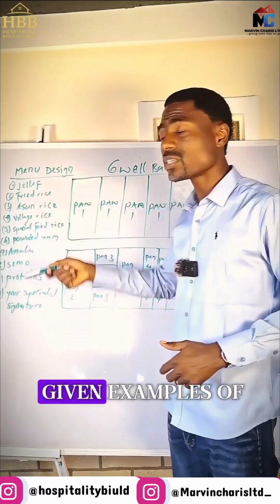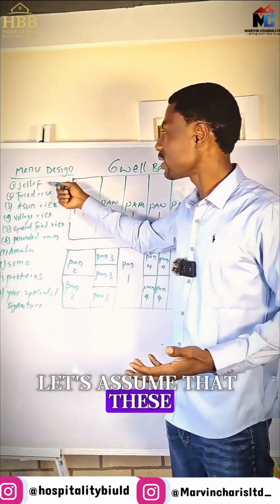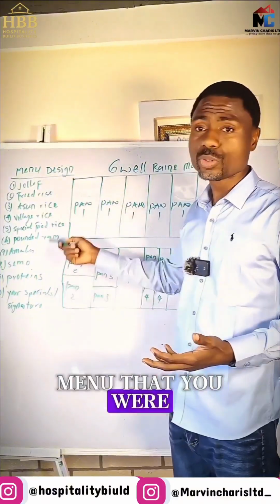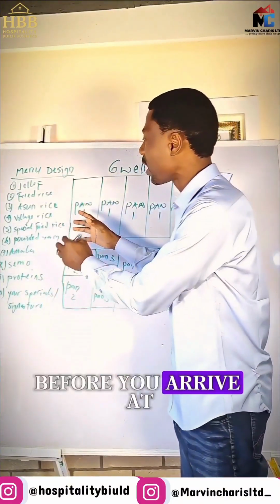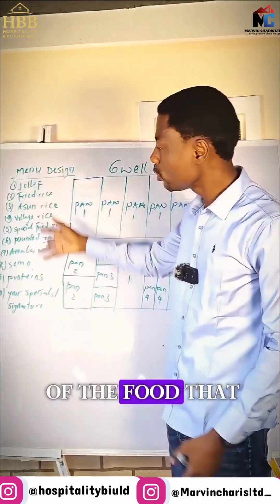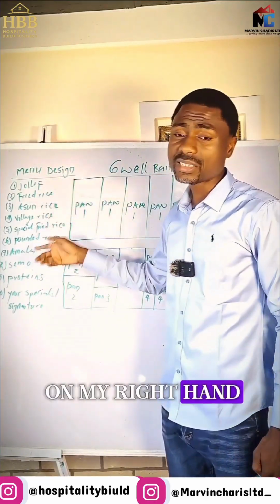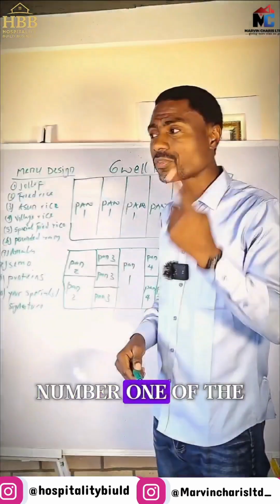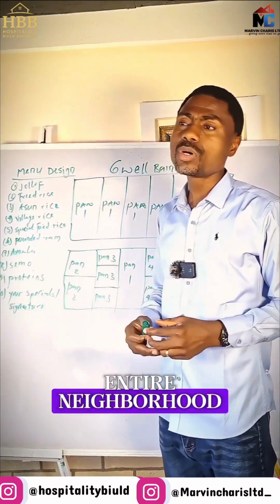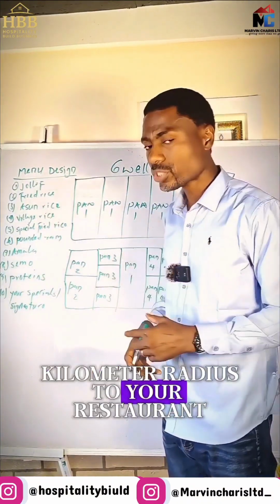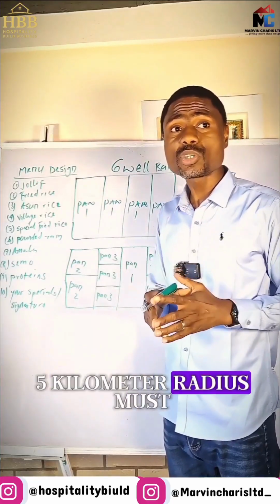And so we've just given examples of, let's assume that this is the menu that you were looking at in the restaurant. Another thing I really need to tell you is that before you arrive at drawing up a list of the food that you want to sell, that you can see on my right hand, you need to do a few things. One of the things you need to do is visit the restaurants in the entire neighborhood, or maybe like a 5-kilometer radius to your restaurant. All the restaurants within a 5-kilometer radius must be visited.